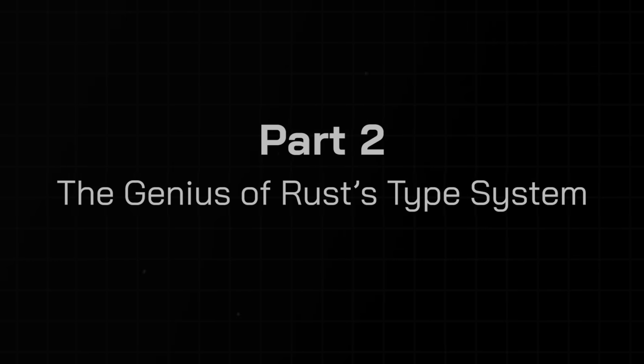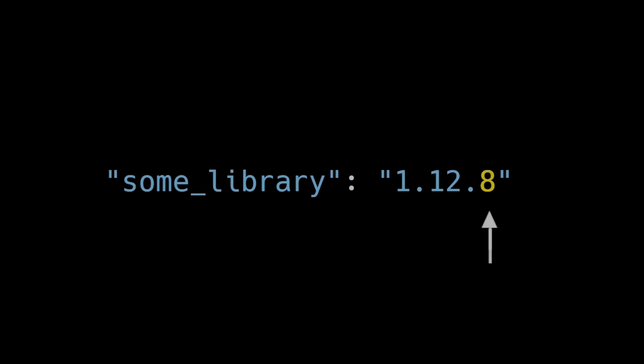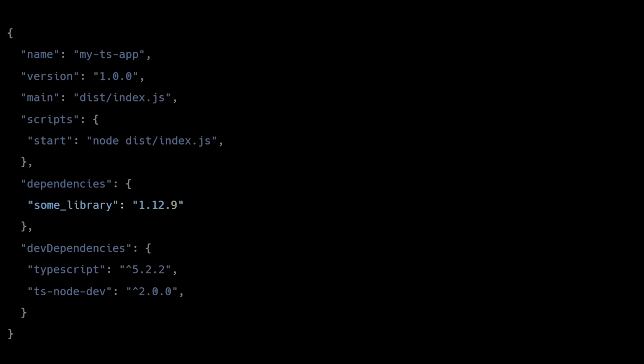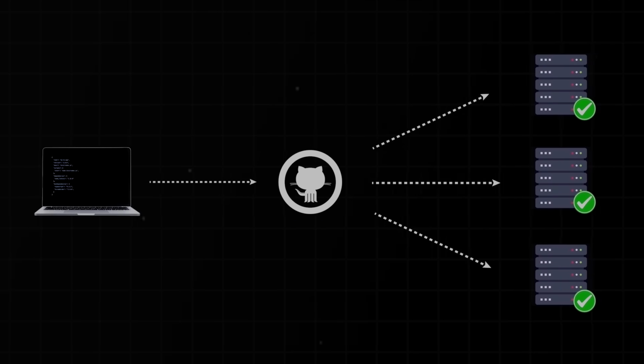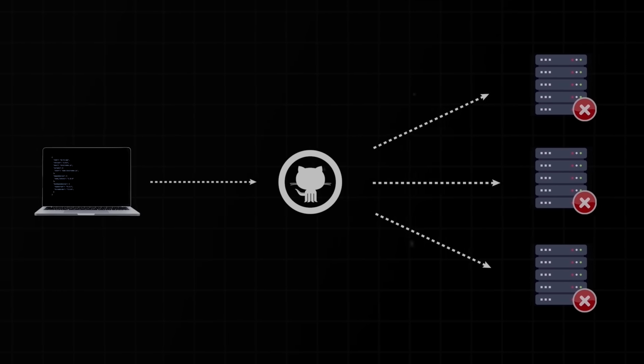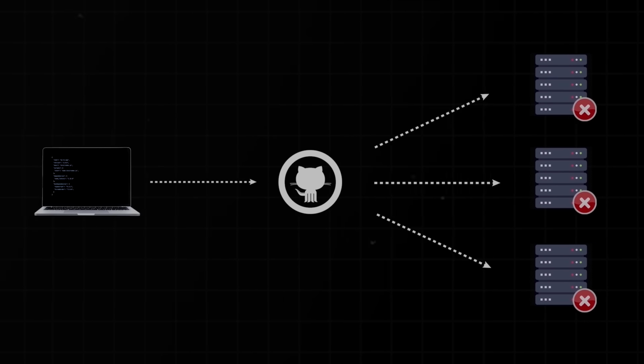Part 2. The genius of Rust's type system. Imagine you update a dependency, some library you're using. There are no errors, everything compiles, so you ship your code and deploy it to the cloud. But then everything breaks in production. Why? Because the library author updated a function or removed a side effect, and your compiler didn't catch any of it.